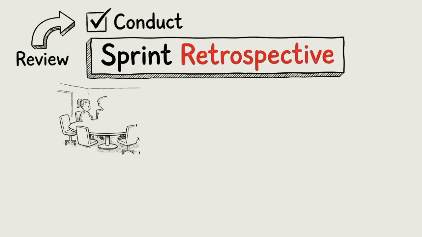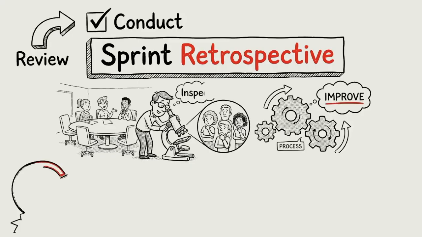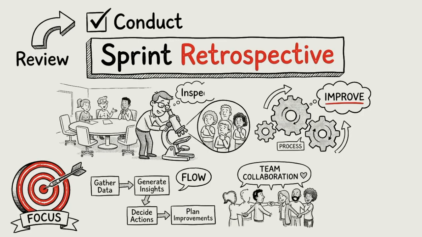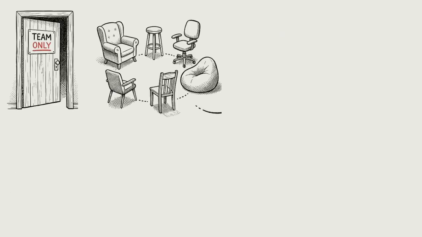After the sprint review, we conduct the sprint retrospective. Sprint retrospective is conducted to inspect how the team worked during the sprint. The focus here is the process and the team, and not the product demo. Only the Scrum team attends this meeting.